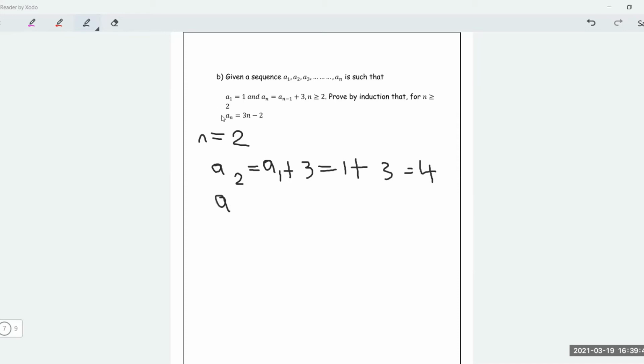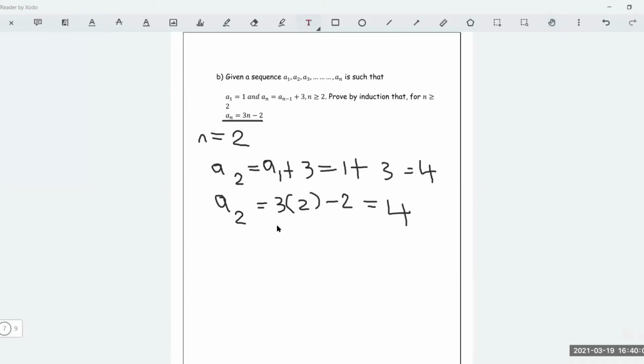So from this formula now, we're seeing that A2 is equal to 3 times n, where n is 2, minus 2, which is 6 minus 2, which is 4. And so what can we conclude? N equal 1 is true. Therefore, n equal 1 is true. Nice.